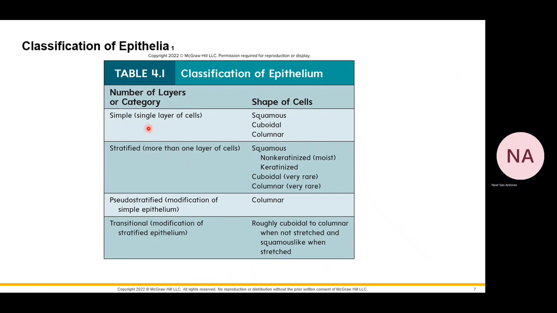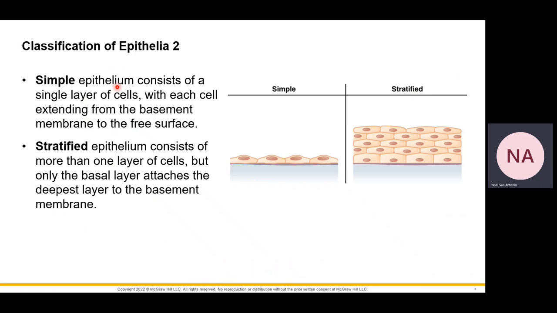Unahin muna natin dito sa mga classification according to layer. When we say simple, it consists only of a single layer of cells. And all of those cells are attached to the basement membrane. When we say stratified, which came from strata, the Latin word for layer, it consists of two or more layers of cells. But it is only the bottom layer that is attached to the basement membrane. So see the difference between simple and stratified. Simple, single layer; stratified, two or more layers.